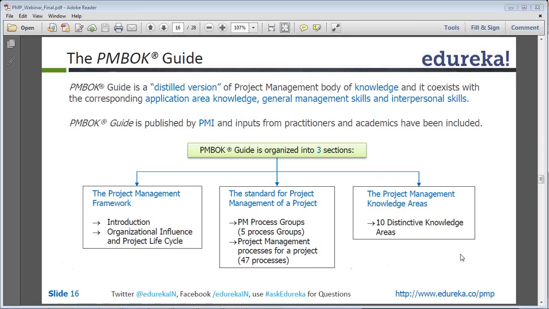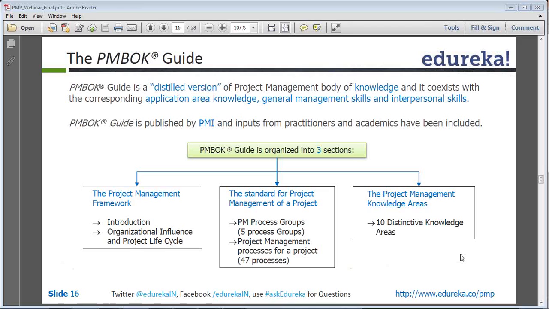Now it has 3 sections. The first section is the project management framework, which is talking about the basic concepts and about the organizational influence and project life cycles and certain basic concepts. Then the second part is the standard for project management of a project, which is talking about the PM process group, the 5 process groups of project management, which is initiation, planning. You have to initiate the project, then you have to plan how to execute the project, then you execute the project, then you monitor and control for everything, and finally you will close the project.